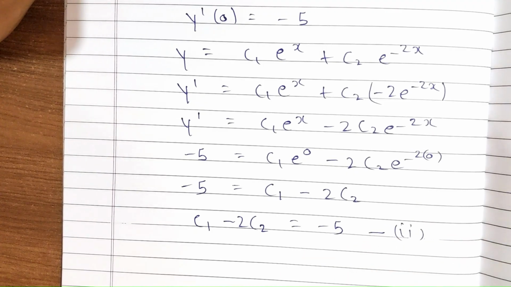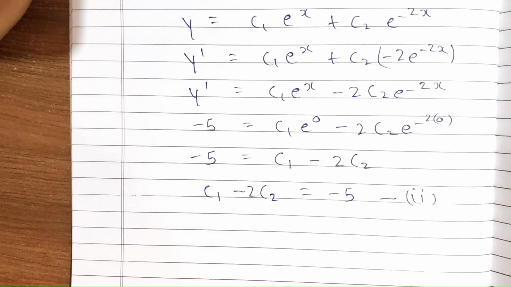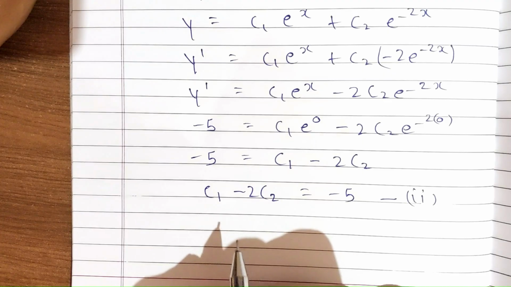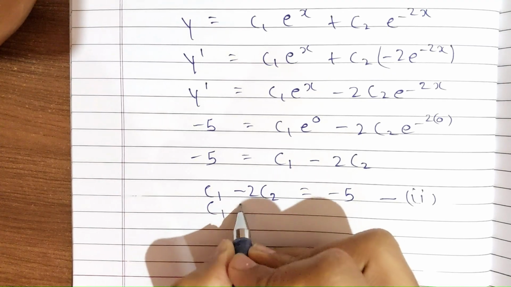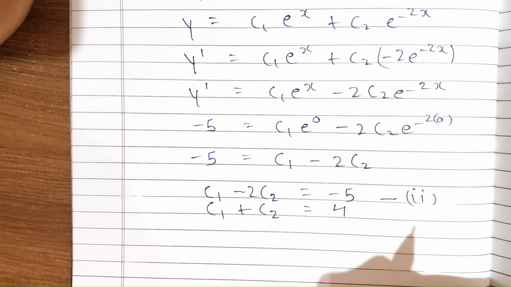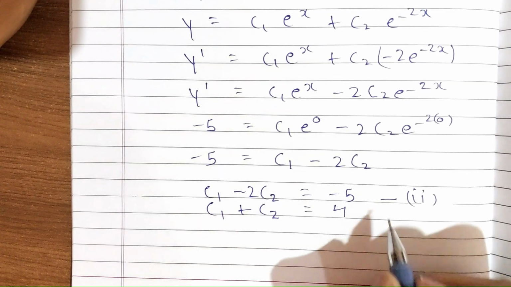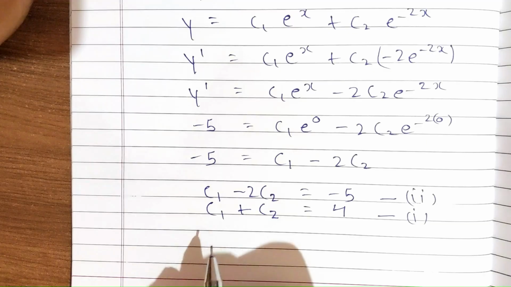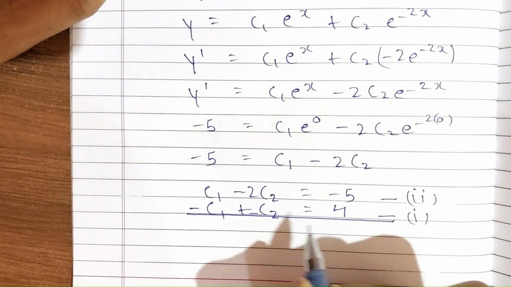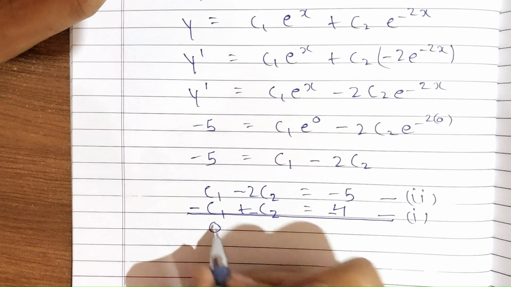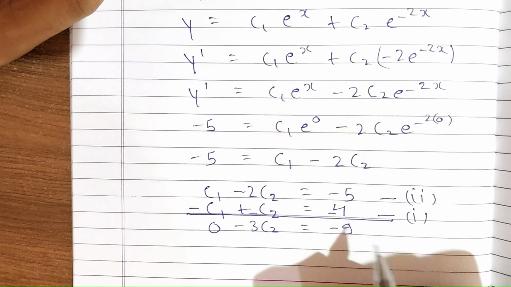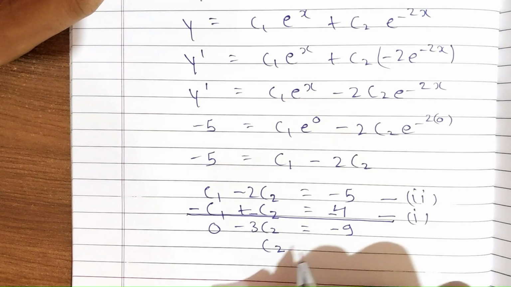Now solve equations 1 and 2 to get values of c1 and c2. Now subtract equation 2 from 1. So c2 will be equal to 3.